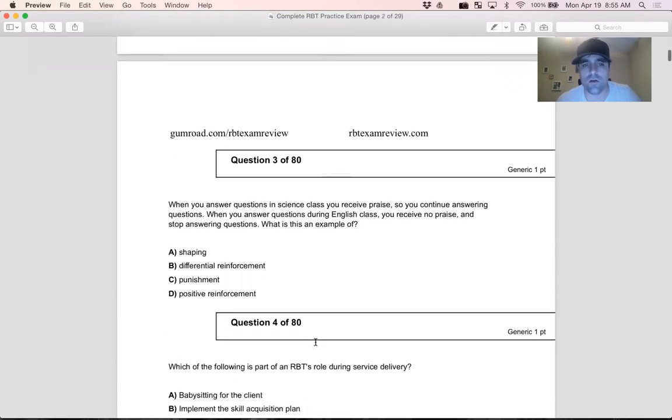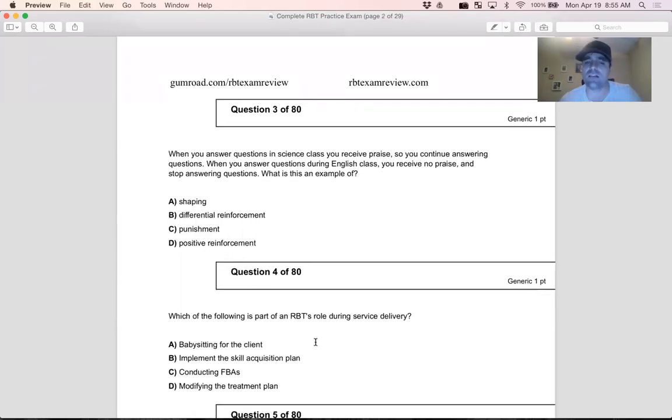Question 3. When you answer questions in science class, you receive praise, so you continue answering questions. When you answer questions during English class, you receive no praise and stop answering questions. What is this an example of? So, good question, good ABA question, okay? So, think about the behavior. What behavior are we looking at?